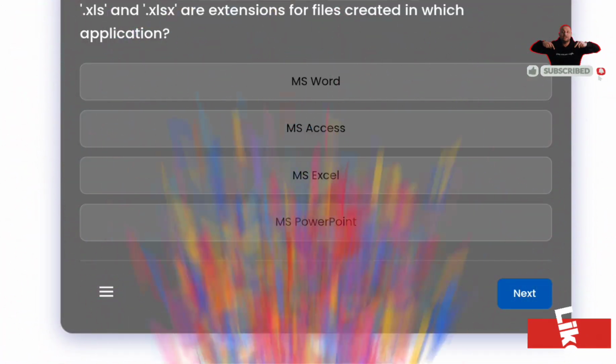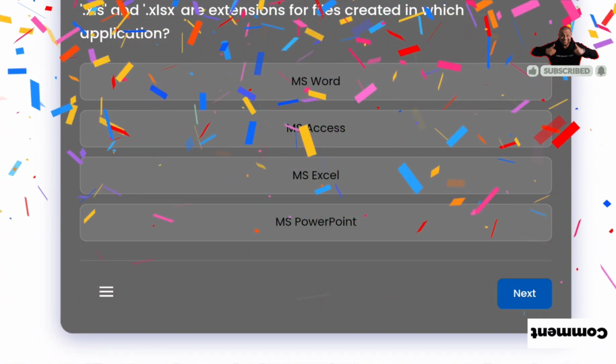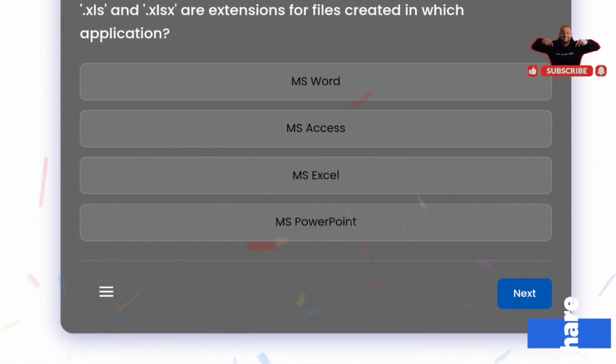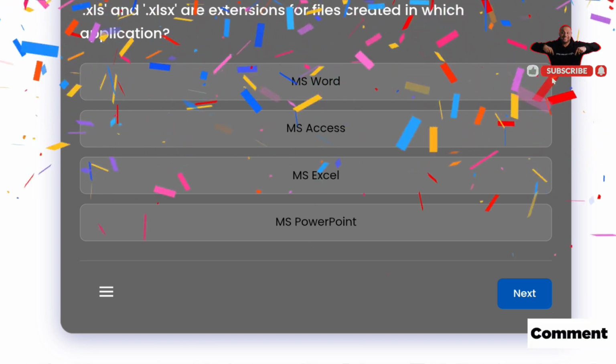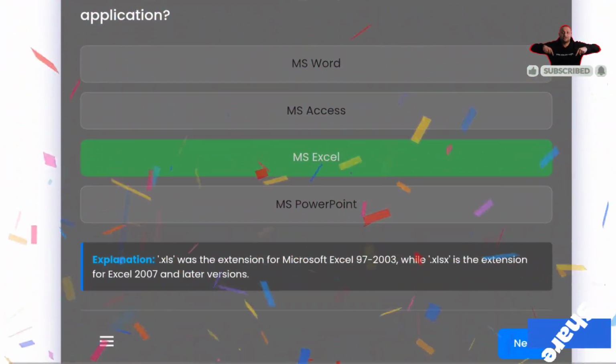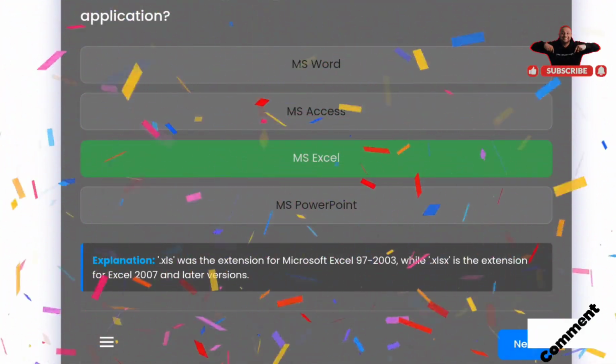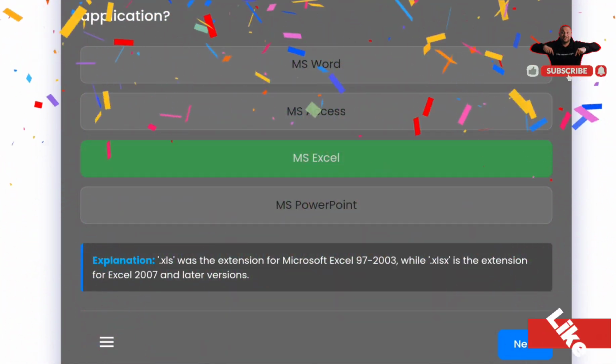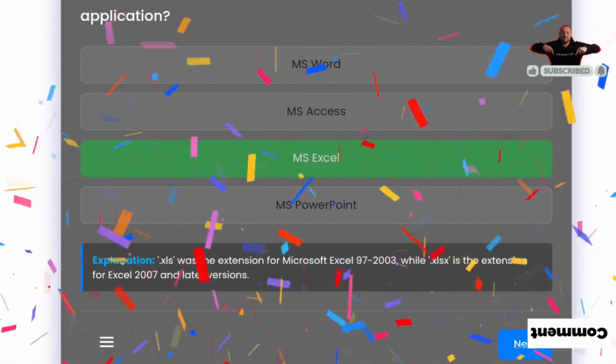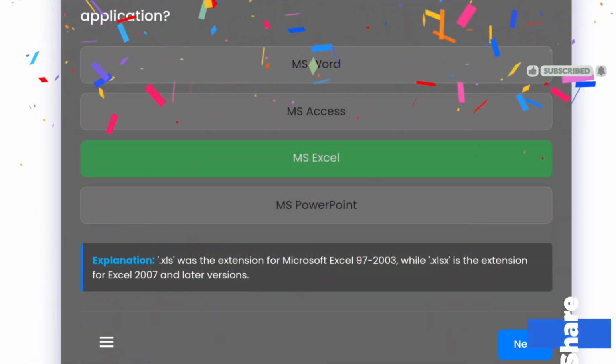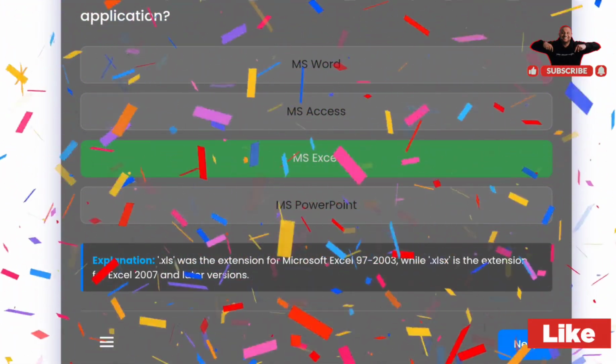.xls, .xlsx are extensions for files created in which application? MS Excel. Okay. .xls was the extension for Microsoft Excel 97 to 2003, while .xlsx is an extension for Excel 2007 and later versions.